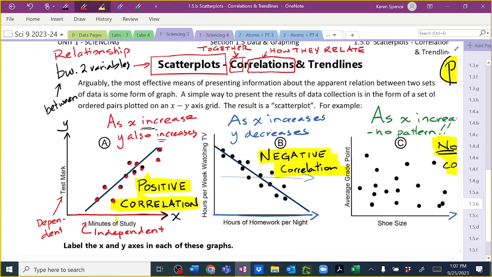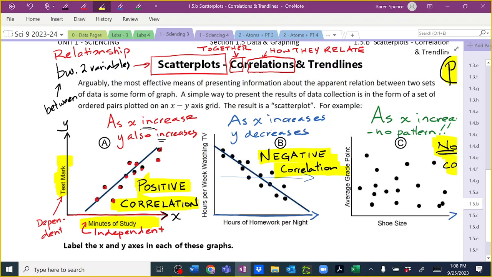What do we have on the x-axis in graph A? If you can't read it up here, look at your own paper. In graph A, what's on the x-axis? Minutes of study. And what is on the y-axis? Test mark. Which one do you have control over? Which one do you change? You change the minutes of study. What's the result of that? The test mark. Does it make sense that the more minutes you study, the better your test mark will be? Yes? There's going to be variances to that.